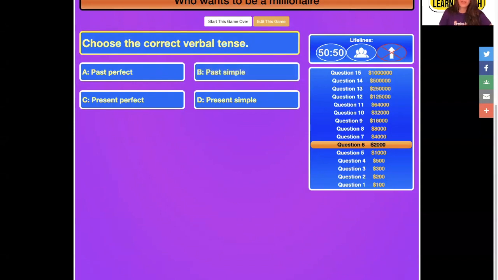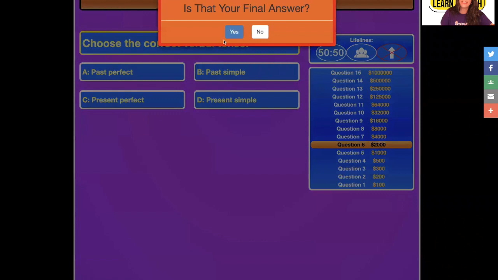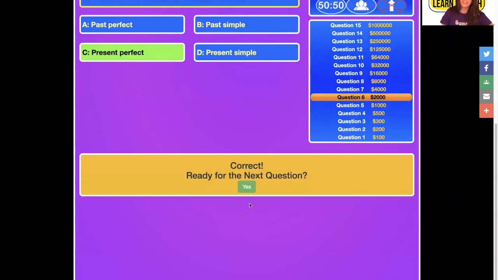What do you think? Letter A, past perfect. Letter B, past simple. Letter C, present perfect. Letter D, present simple. I have eaten a lot today. So, the correct answer is yes. Good.